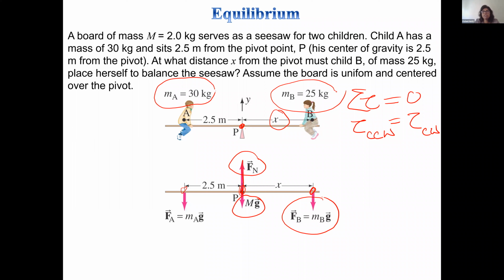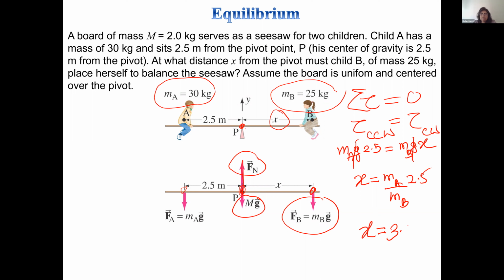That means the counterclockwise torque done by the boy is the force of gravity of the boy, ma times g, and the distance to that is already given, 2.5, which should be equal to mb times g, the force of gravity of the girl, times the distance x. Right? Now you can see g and g cancel out. You can calculate x. X will be ma over mb times 2.5. Now ma and mb are given, so you can calculate x. In this case, it is 3 meters. Right. So that's how you're going to use the second equilibrium condition.